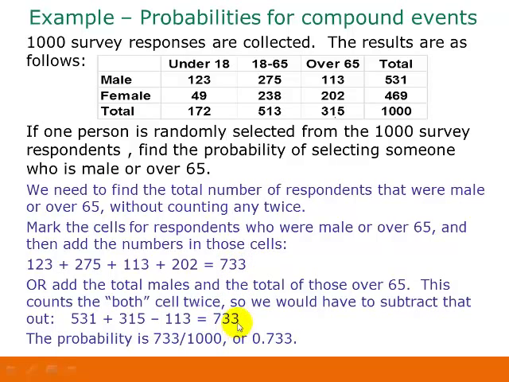So either way we do it, we find that there are 733 responses out of these that were male or over 65. So the probability of selecting someone who's male or over 65 would be 733 divided by the 1,000 total responses, and that would give us 0.733 or 73.3%.